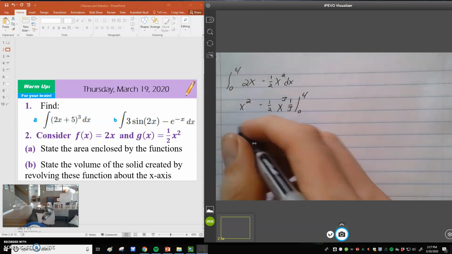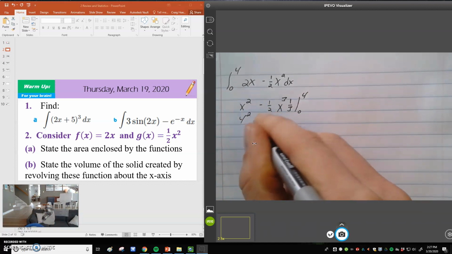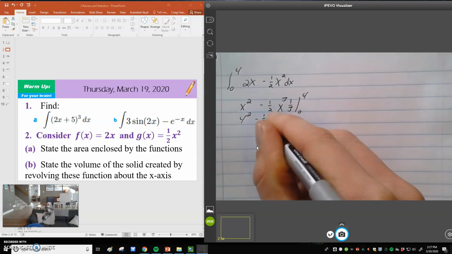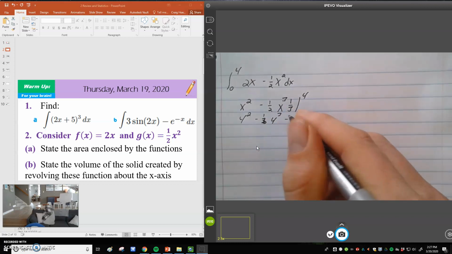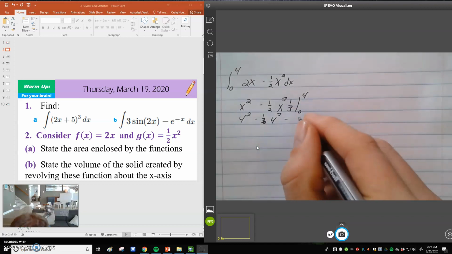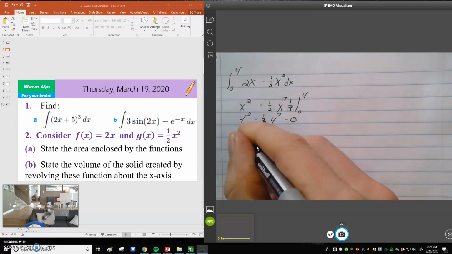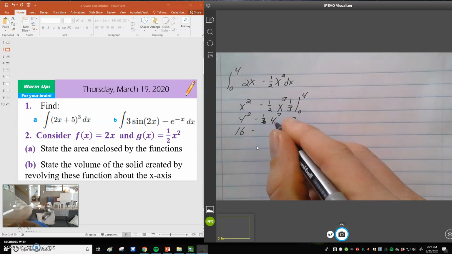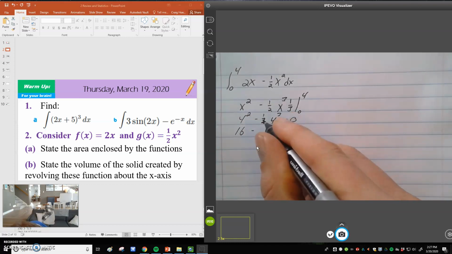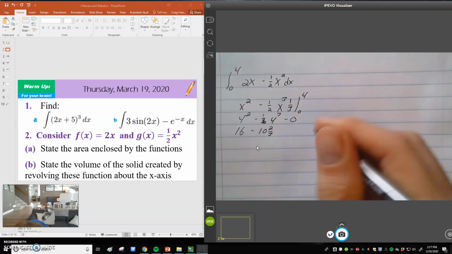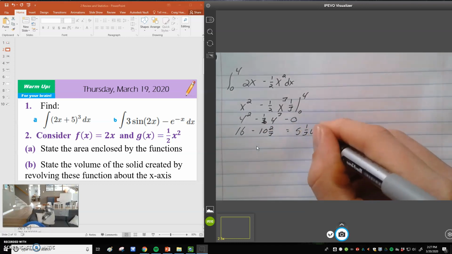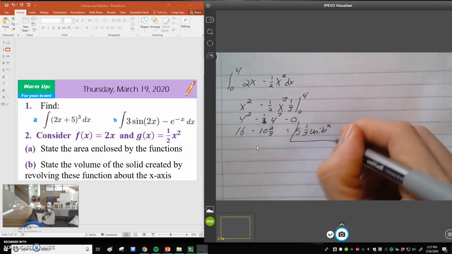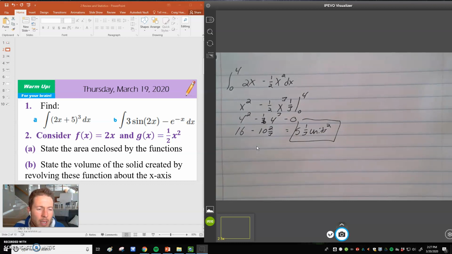Moving on. So now we just plug this in. So we have 4 squared minus 1/6 times 4 cubed, all minus, when you plug in 0, it's nice that all goes to 0. So we have 16 minus 64 divided by 6, which is 10 and 2/3. And so we should end up getting 5 and 1/3 units squared. All right, there's 2a. Let's do 2b.